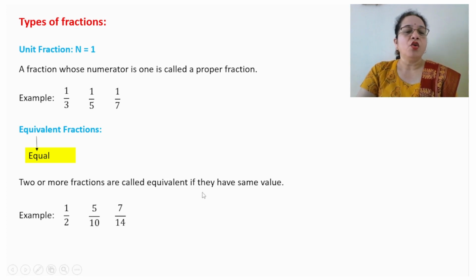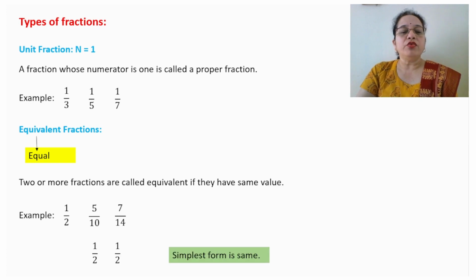Example you can take 1 by 2, 5 by 10, 7 by 14. You can see here three different fractions, but when you will convert into simplest form, this will be same. This is half, and this is half. What is simplest form, that I will explain you in my coming videos. So these are the three different fractions, but the value is same. Then such type of fractions are known as equivalent fractions.